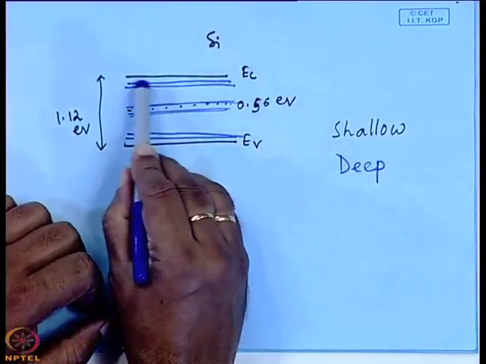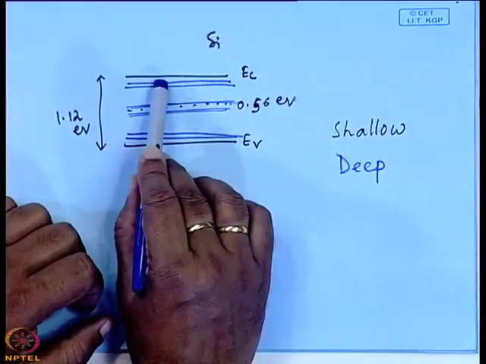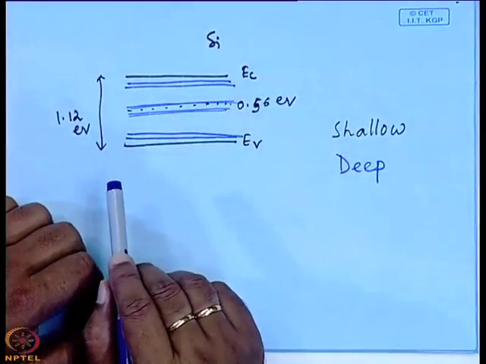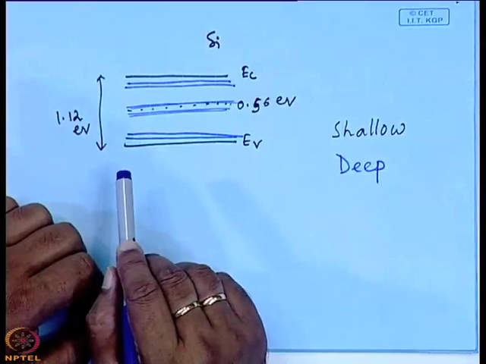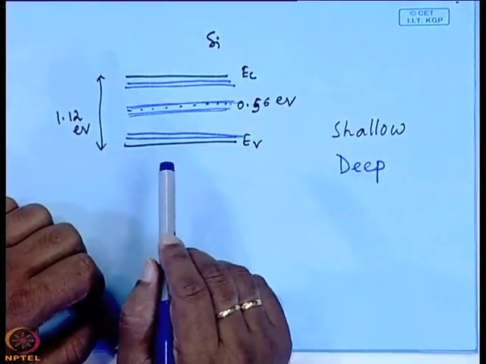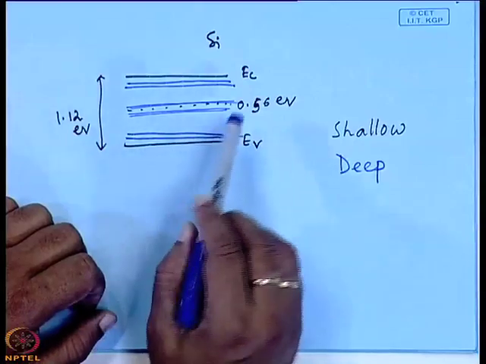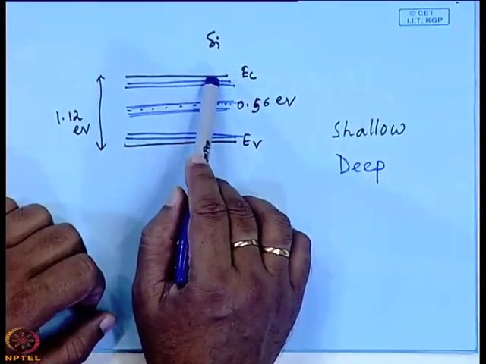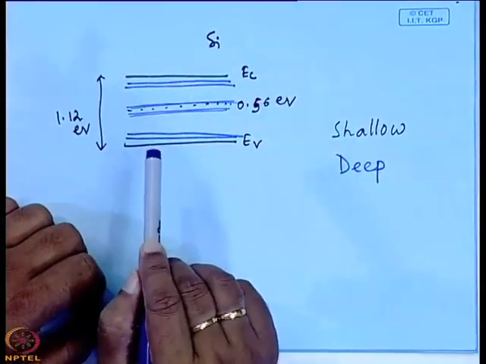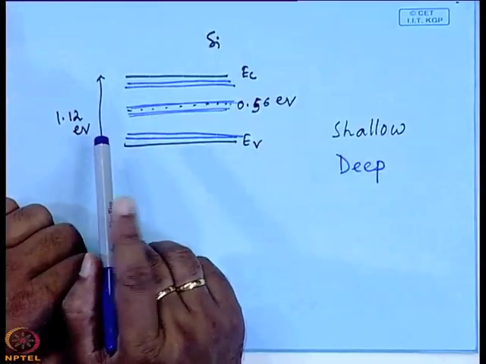Say, this is the shallow level, and the difference is say milli electron volt. What is the room temperature thermal energy? It is 26 milli electron volt, 25.9 milli electron volt. So, with that temperature, almost all of the donors will be ionized. So, if the donors are ionized, for each donor atom, one electron it will donate to the conduction band.